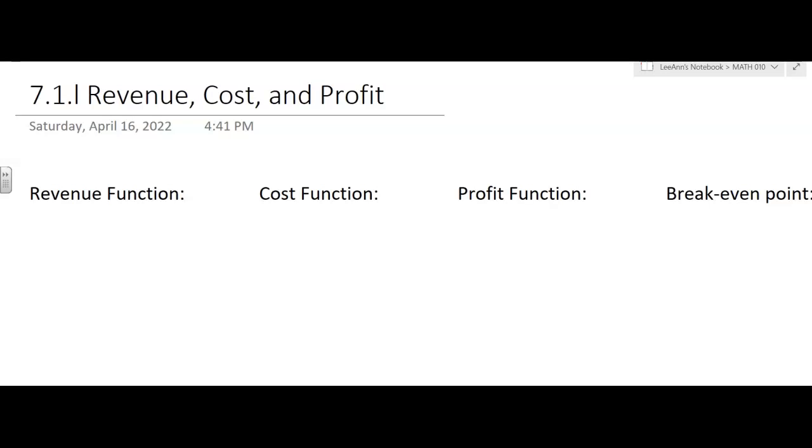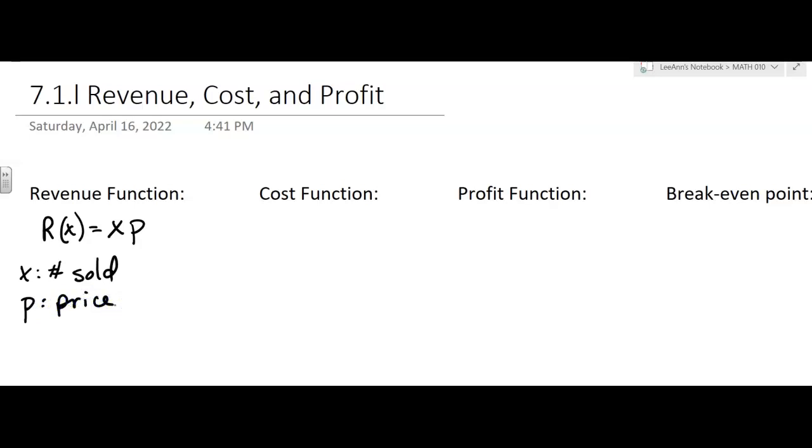Okay, so now we're going to talk about revenue, cost, and profit. This might be for a business that you have or something. So revenue is the money you're bringing in, and revenue is based on how many you sell, so that's our variable, X, and the price, okay? So X is the number sold, and P is price.